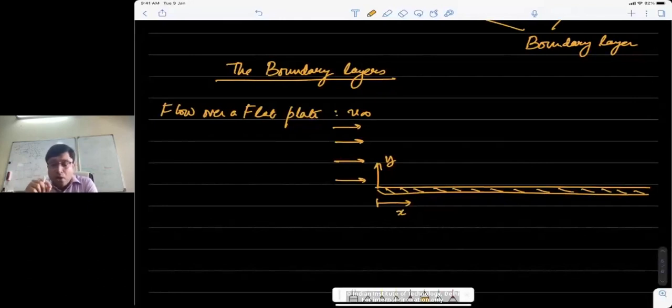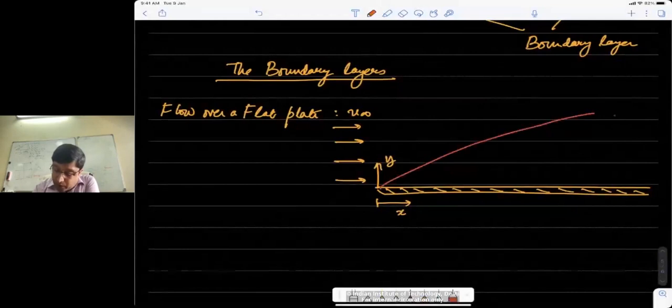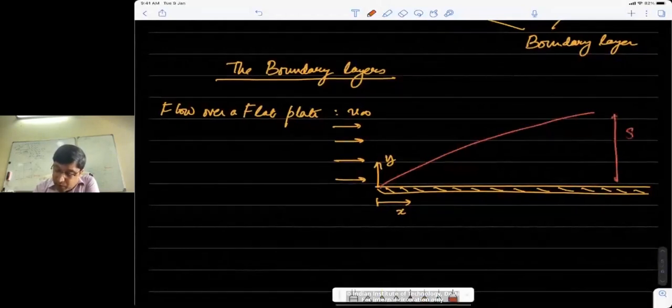So the fluid particles close to the surface will come to rest. There would be diffusion of this information, that there's a surface at rest, so that information will propagate farther and farther away into the fluid because of momentum diffusion, and so you will have a boundary layer that would develop in that form. We will use the symbol delta as a function of x to denote this velocity boundary layer.